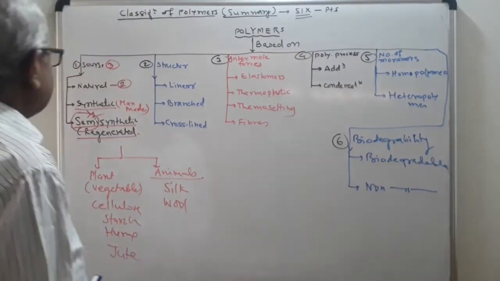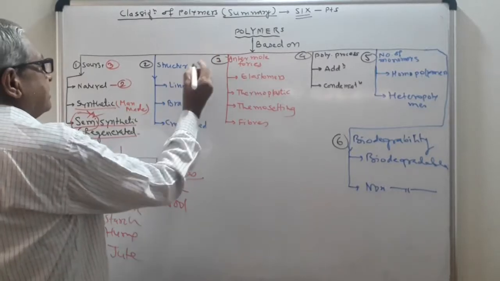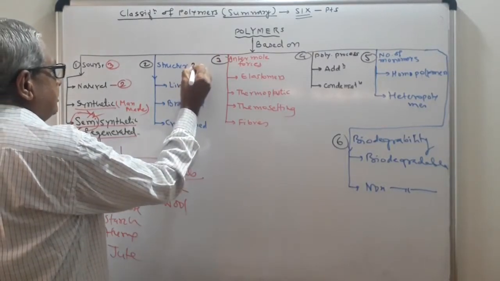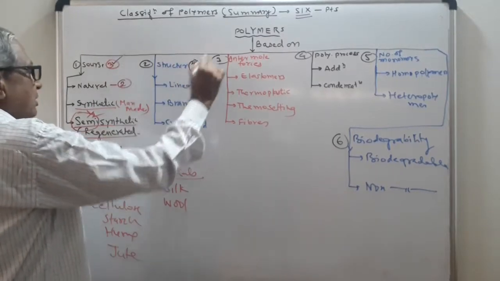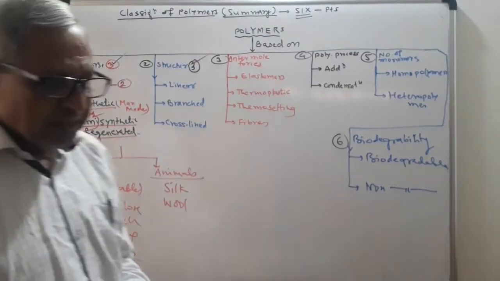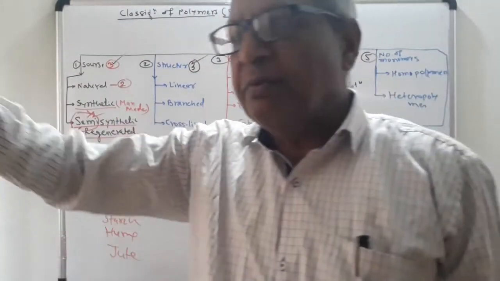Then the second type is structural classification, based on the structures. These are classified into three types similar to the source. One is linear polymers. In this case, the longest chain will be present.